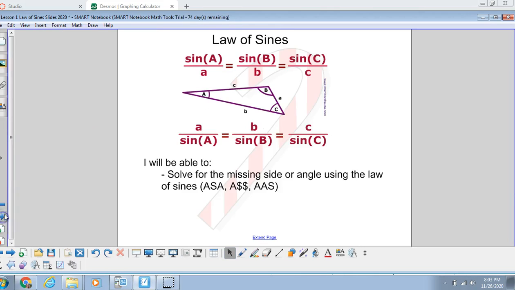Okay. So we're going to be working with the law of sines today. And the law of sines can be written a couple of different ways. Sine of angle A over side A is equal to sine of angle B over side B equals sine of angle C over side C. Or we can write just the reciprocals of all of those: A over sine A equals B over sine B equals C over sine C. We're going to solve for missing sides and angles today using the law of sines.